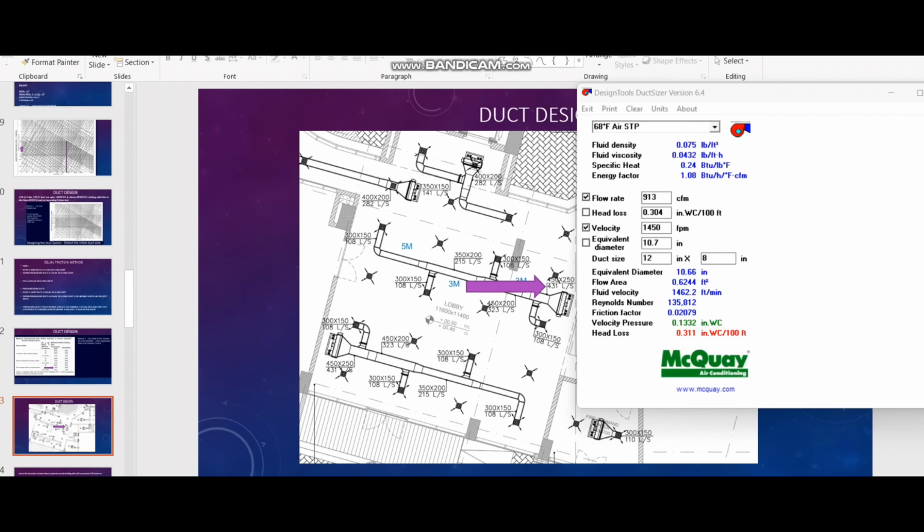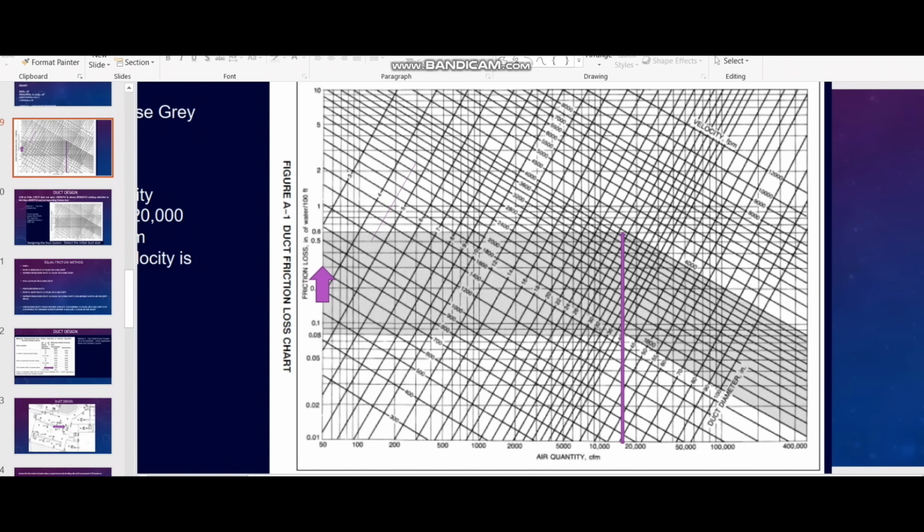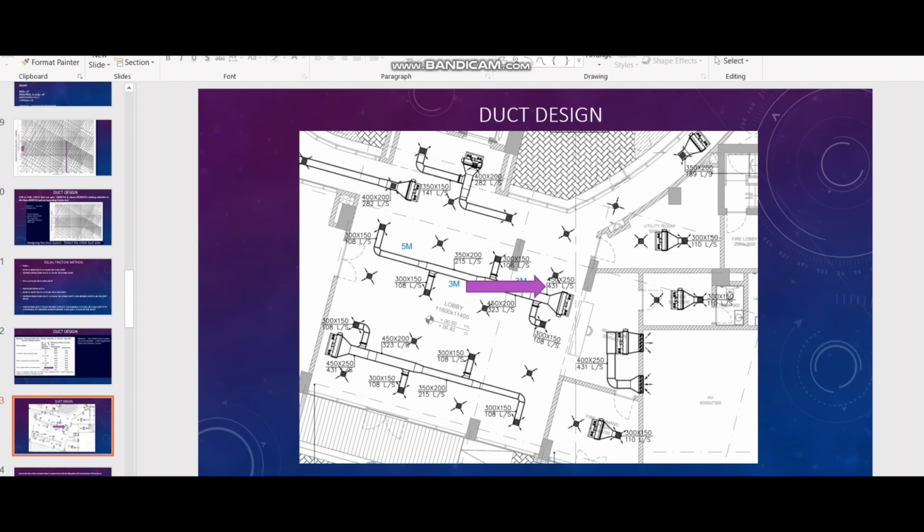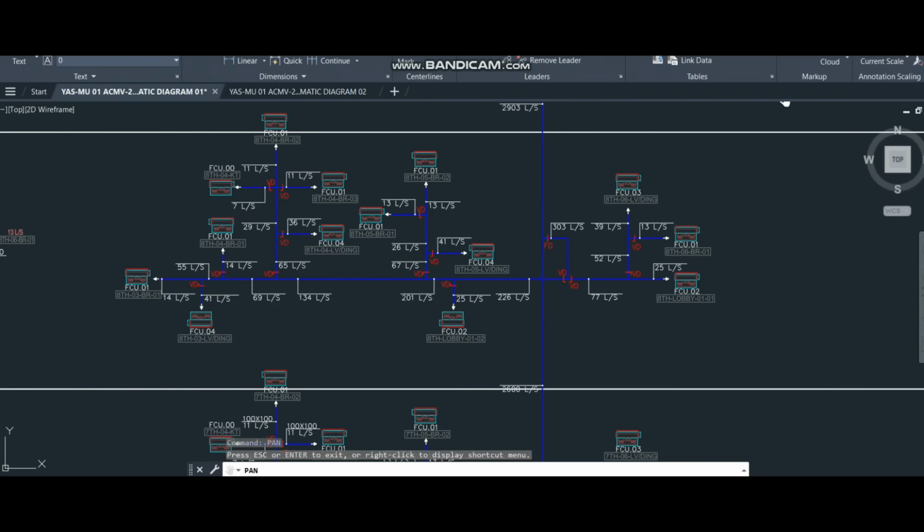So here, based on the maximum velocity, the maximum head loss is 0.304. But it is not a rule that I have to follow exactly 0.3, but I need to follow less than 0.3, and I have the tolerance. Based on this chart, I have the tolerance from 0.08 to 0.3. Then we can comply with the acoustic requirement. So in this example, as per that chart, 0.3 I need to use for all the duct sizes. But this is the one case.